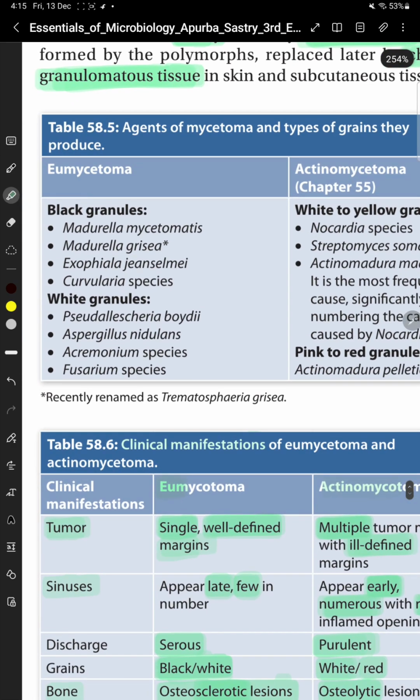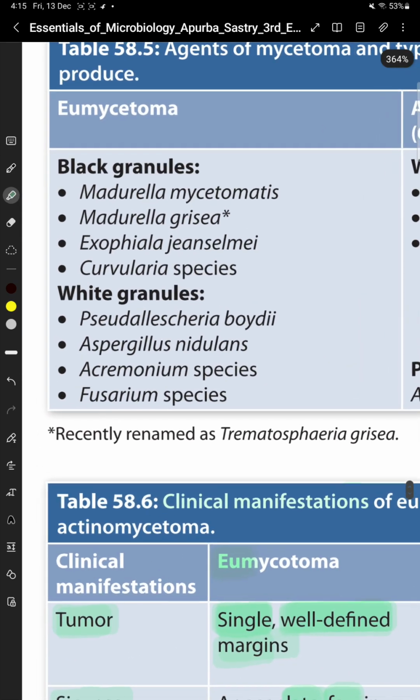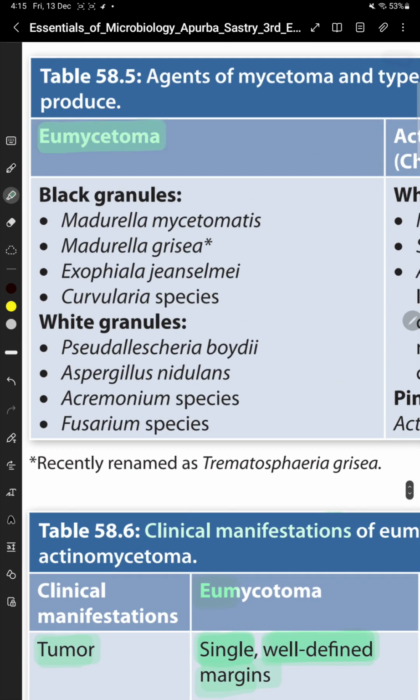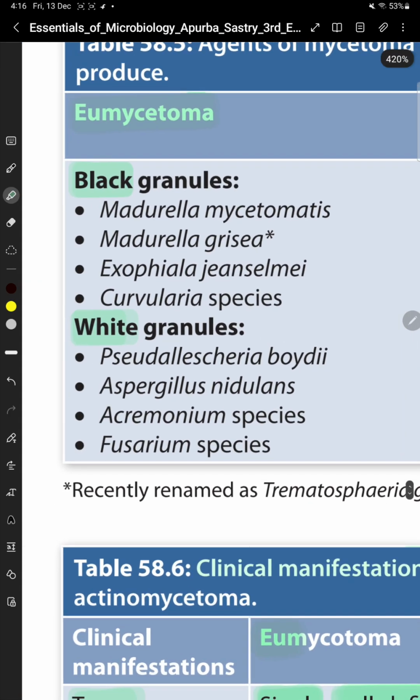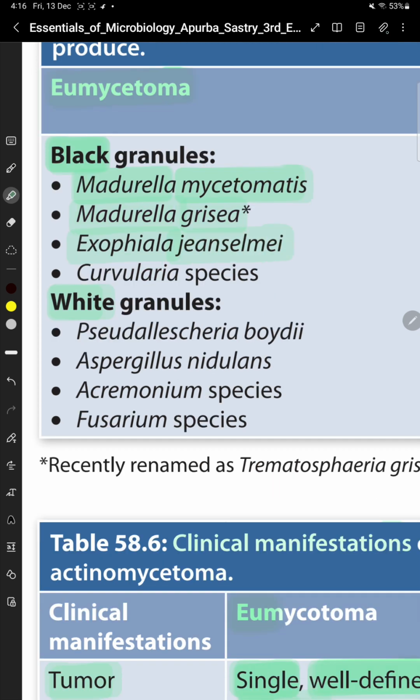Agents of mycetoma and the type of grains they produce. Eumycetoma which is caused by fungus. तो eumycetoma में जो granules होते हैं वो black हो सकते हैं या white. Black granules are caused by Madurella mycetomatis and Madurella grisea. Then Exophiala jeanselmei and Curvularia species.